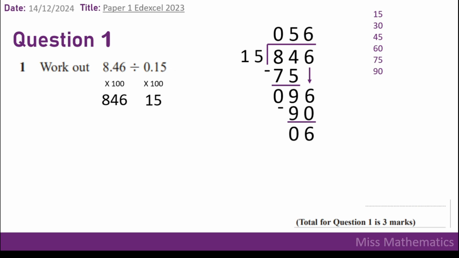Then we don't have any more digits to bring down, so therefore we need to put in a decimal point, and we can put a 0 next to 6. 15 goes into 60 4 times with a remainder of nothing, so that's the end of our method. So therefore 8.46 divided by 0.15 is 56.4.